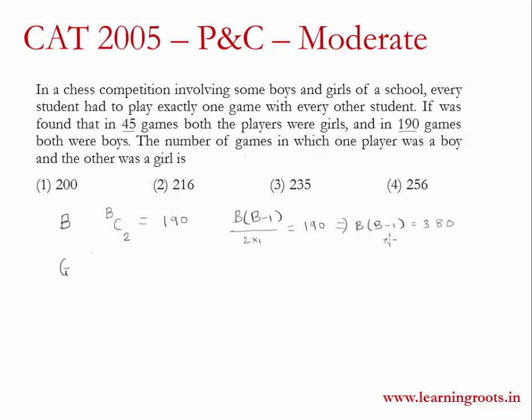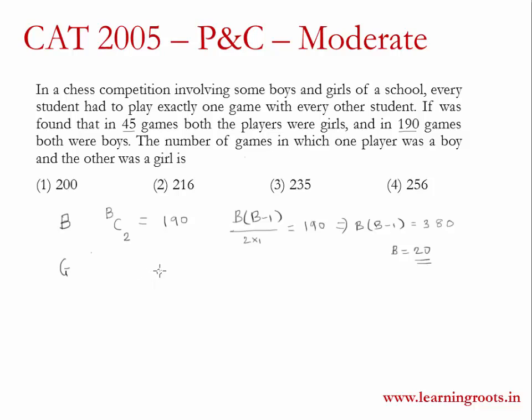So I just need to figure out two numbers which are separated by 1 and whose multiplication is 380, right? So if I look at 380, the number is close to the square of 19, so B and B minus 1 will be somewhere around that. So either it will be 19 and 18 or 20 and 19 and so on. So if I look at 20 and 19, I clearly get 380 as the number, which means B will be equal to 20.